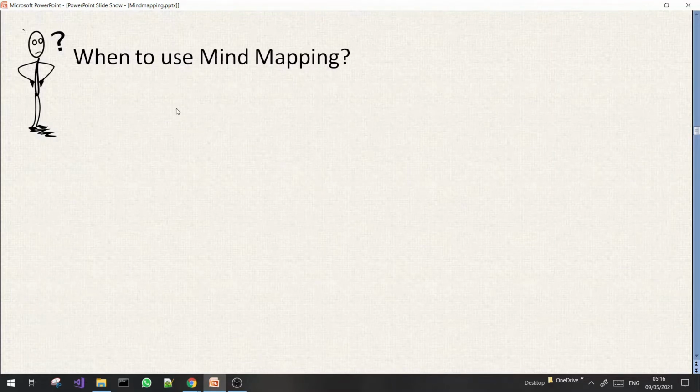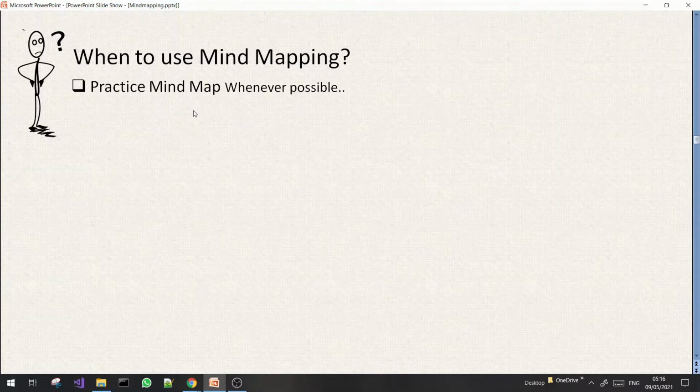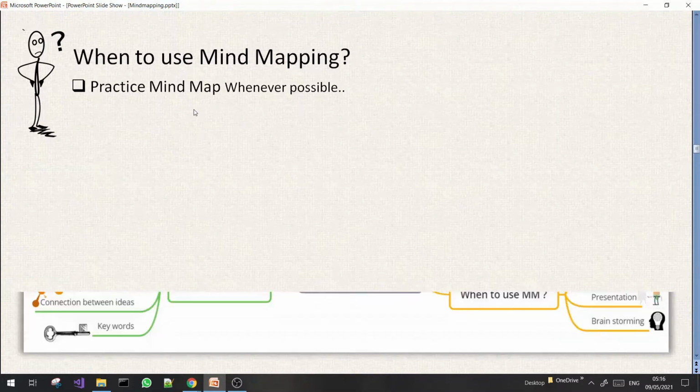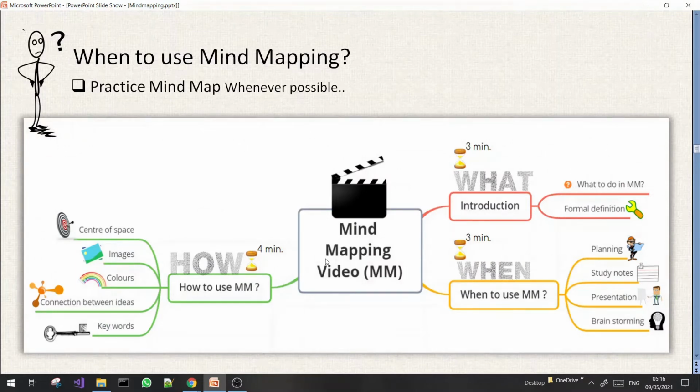Now let's talk about when to use mind mapping. It is strongly advised to practice mind mapping whenever possible. For example, when I decided to make a video about mind mapping, I drew this map where I added these three components, plus I wrote lengthy text so I can be more focused in one specific direction, plus I added these time limitations. It's the beauty of mind mapping that there is no ideal structure. We can change the mind map as per our requirement so we can make it more and more productive.